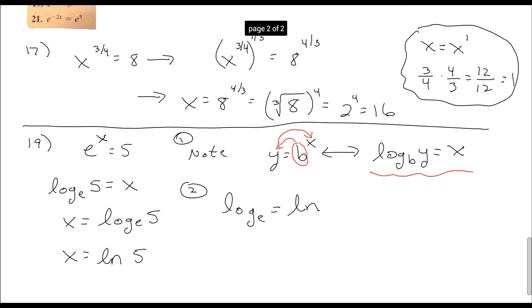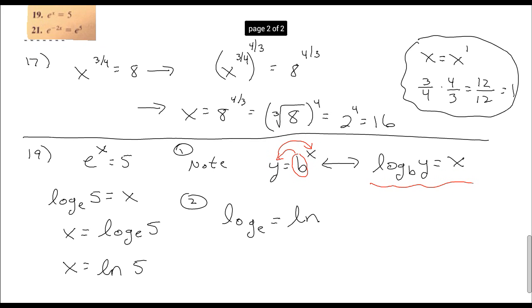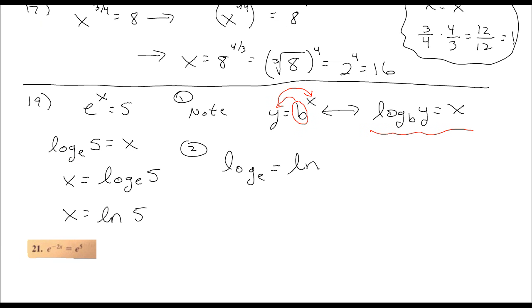Last one is 21, and again, let me copy this real quick. Okay, so since the bases are already the same, I can just equate the exponents. Divide both sides by -2, so x is equal to 5 over -2, or x is equal to -2.5. Alright, and that completes that part of section 1.6.